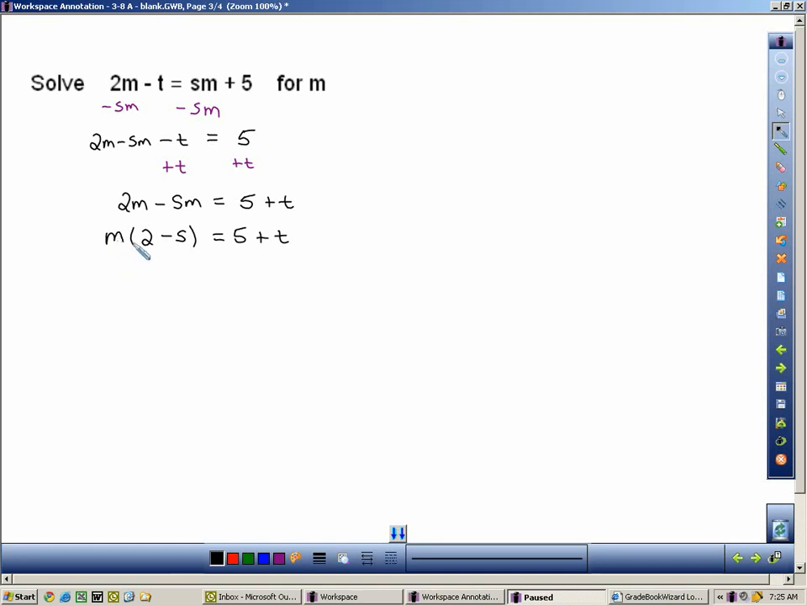Because the m is being multiplied by this binomial, I can get rid of multiplication by using division. So if I divide both sides by 2 minus s, I can now cancel off these two binomials, leaving me with just the m. So I have now successfully isolated the m. And on the right side, 5 plus t over 2 minus s.